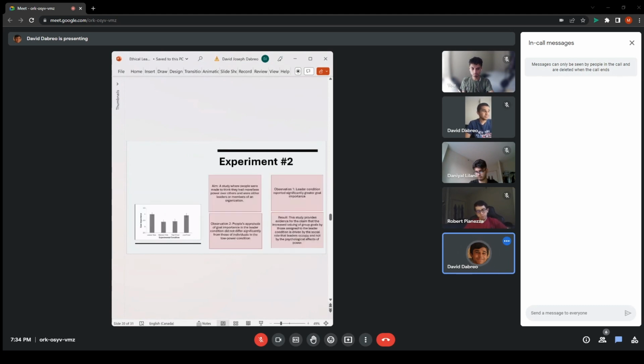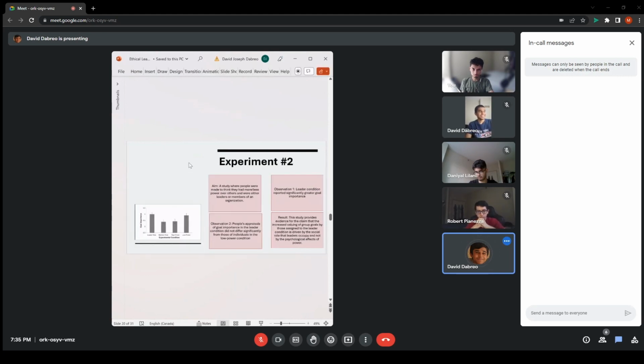In the second experiment, they made different people think that they had more or less power over other people, and they were either leaders or members of an organization. In the observation, we can see that those in the leader condition report significantly greater goal importance than those in the high power condition or those in the member condition. The second observation was that people's view of goal importance in the leader condition did not differ a lot from those that were in the lower power condition. So that was the second experiment.